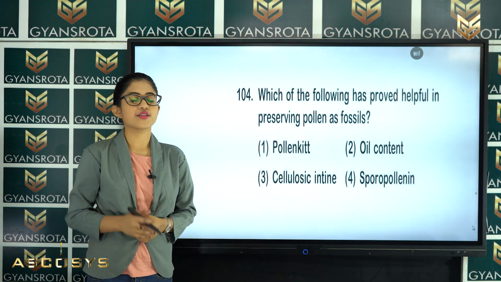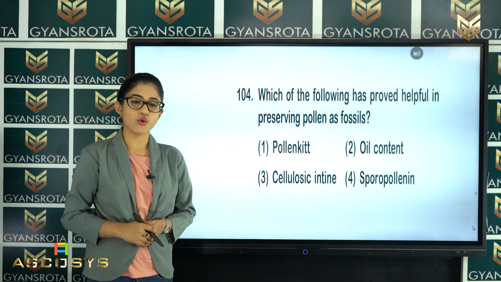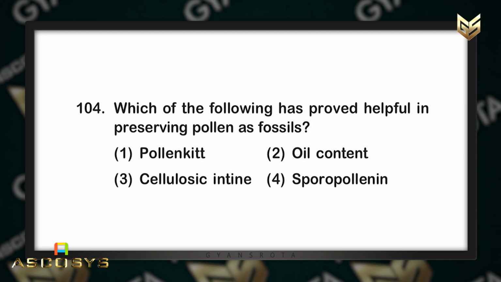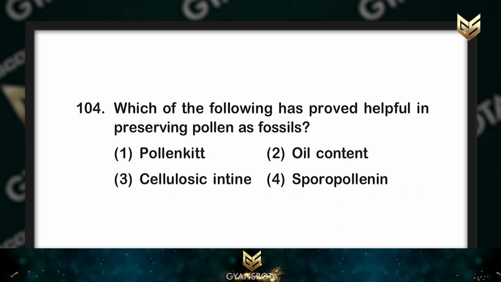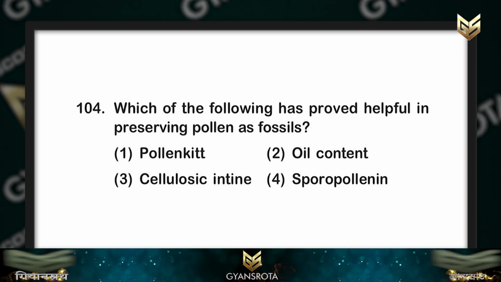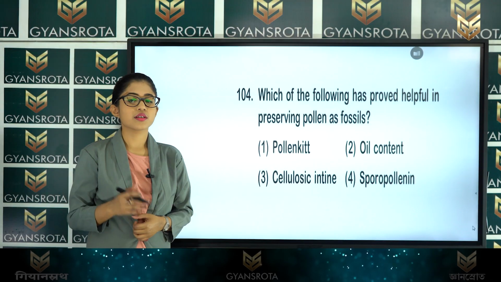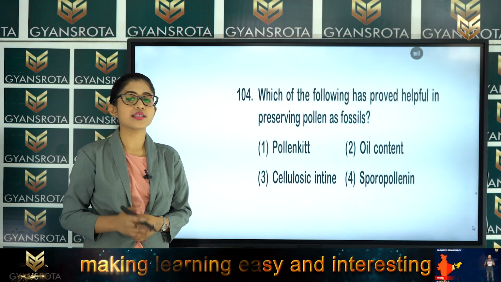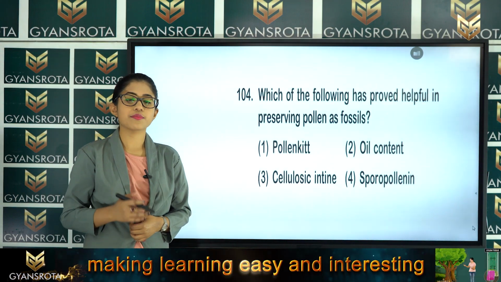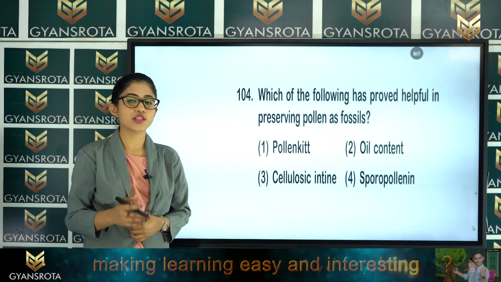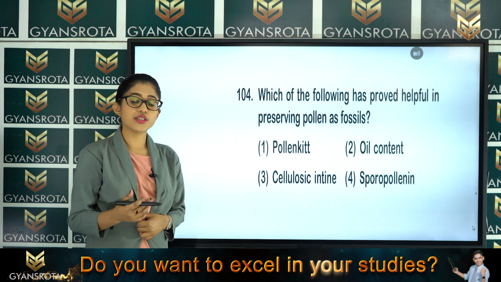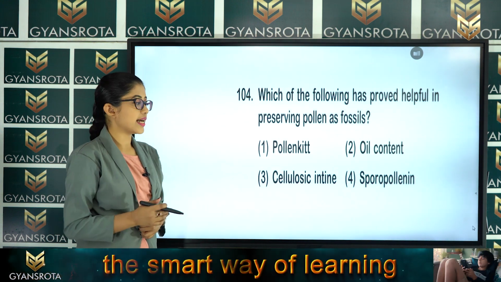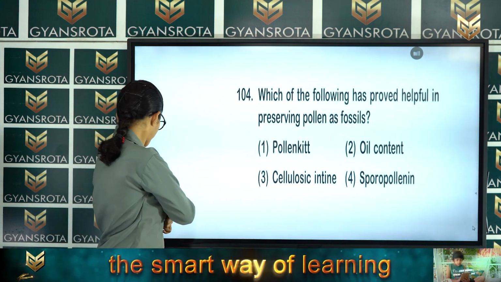In the next question, as you can see here, question number 104: which of the following has proved helpful in preserving pollen as fossil? Pollen kit, oil content, cellulosic intine or sporopollenin? We have got this in the chapter Sexual Reproduction in Flowering Plants that we have discussed in class 12, right? So these are the options given. So which among them is the correct option? That is option number 4.